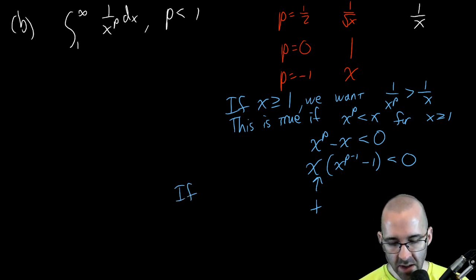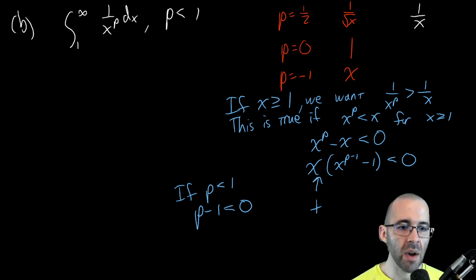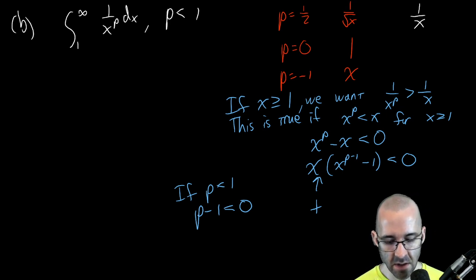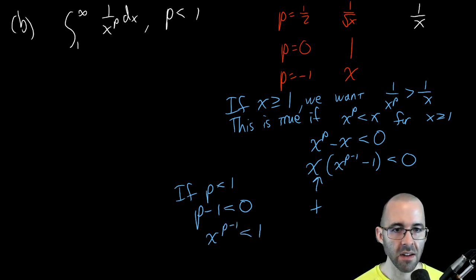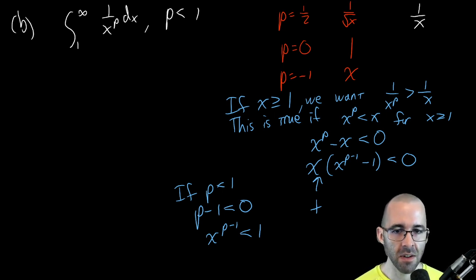Well, if p is less than 1, then p minus 1 is less than 0. So p minus 1 is negative. So x to a negative exponent is going to be less than 1. Right? But you can't start with what you want to prove. You have to make sure it's reversible.